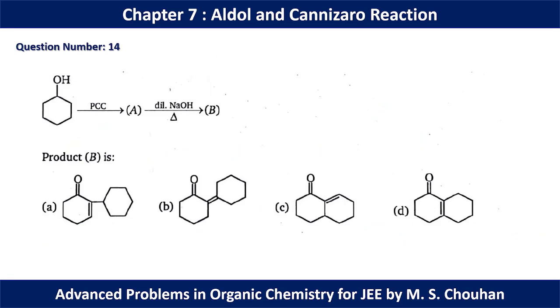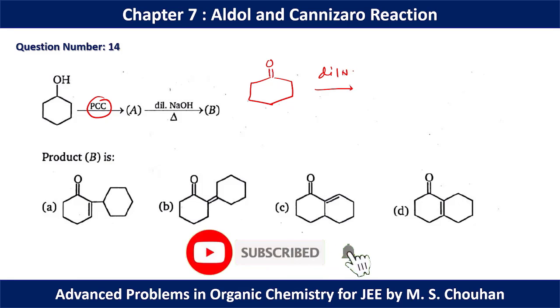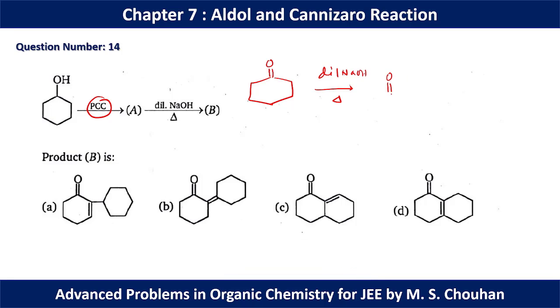Now question number 14, PCC, it is a weak oxidizing agent. So if we use PCC, we are going to form this type of ketone. Now if we use dilute NaOH and heat, it will give normal aldol reaction and alpha beta unsaturated ketone is the final product. So for question number 14, option B should be the correct option.